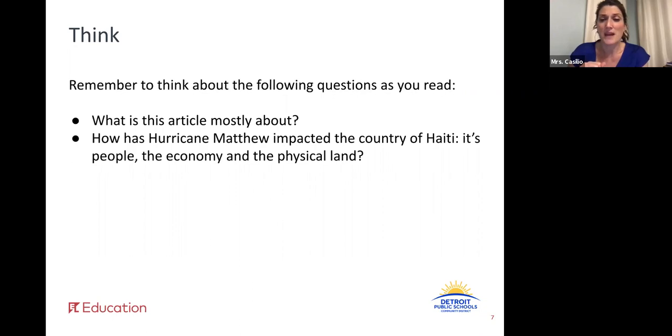How has Hurricane Matthew impacted the country of Haiti, its people, the economy, and the physical land? So you're going to be thinking about how Hurricane Matthew impacted the people, the economy. When I think of economy, I think of businesses and people going to work, government, things like that. And physical land is the actual landscape. We've done a lot of learning around natural disasters and what they do to the physical land as far as trees down and things like that. So go ahead and press pause and do your thinking now.